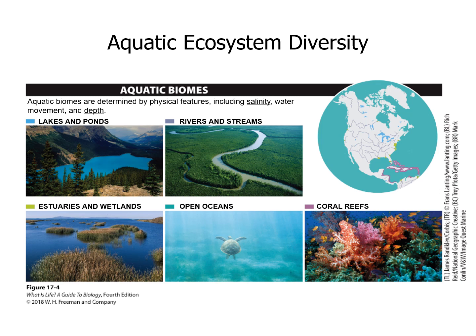There are 5 aquatic biomes, so a little bit easier, and they make a lot of sense. We are going to classify these aquatic biomes by their salinity, which is their salt concentration, water movement, and depth. So we have lakes and ponds, which are going to, of course, be typically freshwater, rivers and streams, again, mostly freshwater, estuaries and wetlands, again, typically freshwater, and then open oceans, which are going to be typically saltwater, almost always saltwater, and coral reefs, also saltwater.